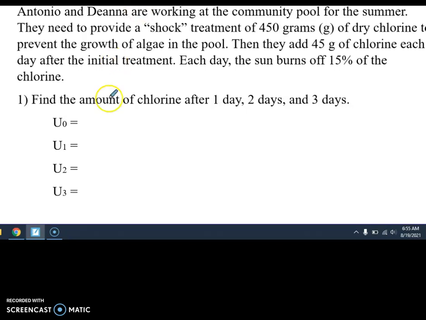In this problem here, on the first day you're getting a shock treatment of 450 grams of chlorine, but during the day 15% of it is being burned off, which means that 85% of the chlorine is still in the water. So I'm getting that 85% by taking 100% and then subtracting away the 15% because that's what's being removed or burned off.